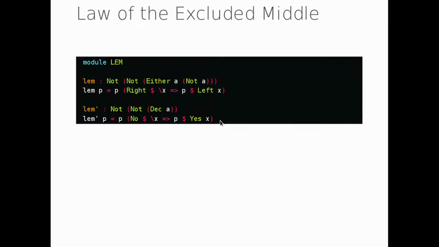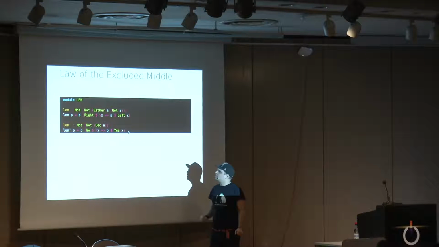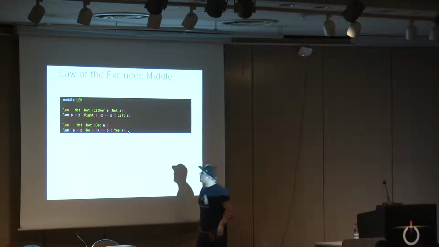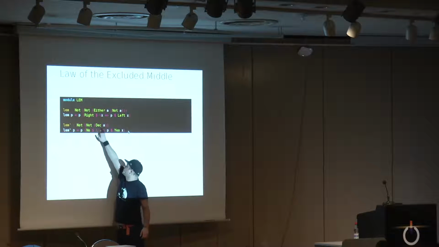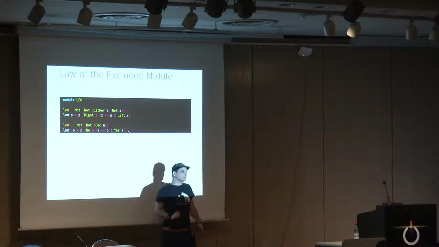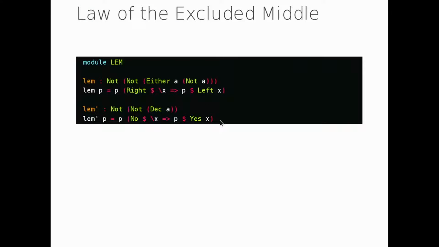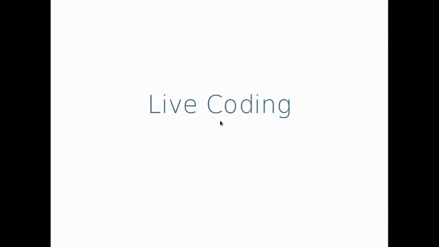So this either A, not A is so popular that we got its own type. We call it Dec for decidable. And we will use that in the next example. So live coding. Watch me fail.